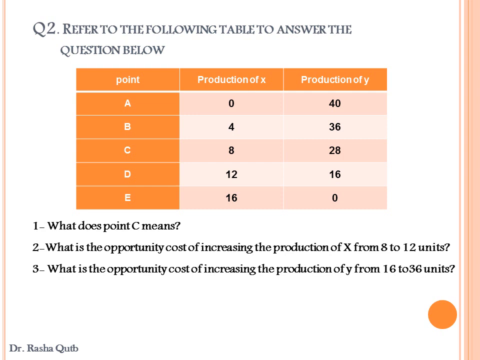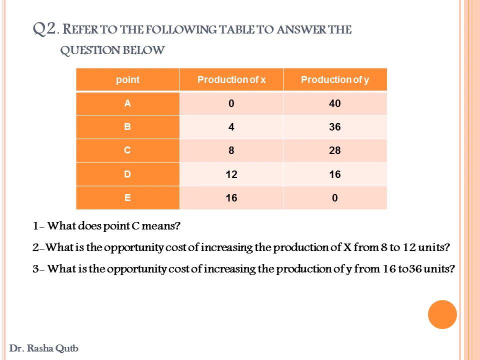Now let's move to the second question. Refer to the following table to answer the questions below. Here we are given a table consisting of production of X and production of Y, and points A, B, C, D, E are combinations of two products X and Y. So there are points on the production possibility curve. What is required? First, what does point C mean?